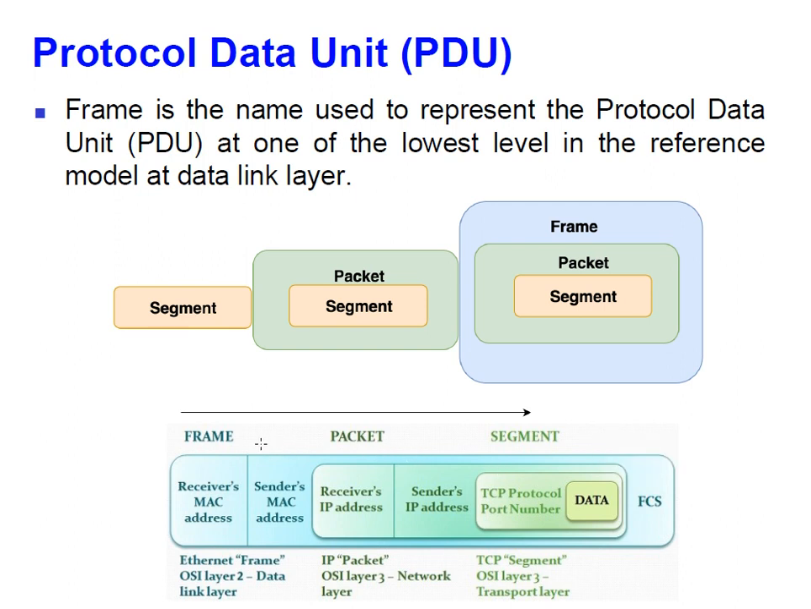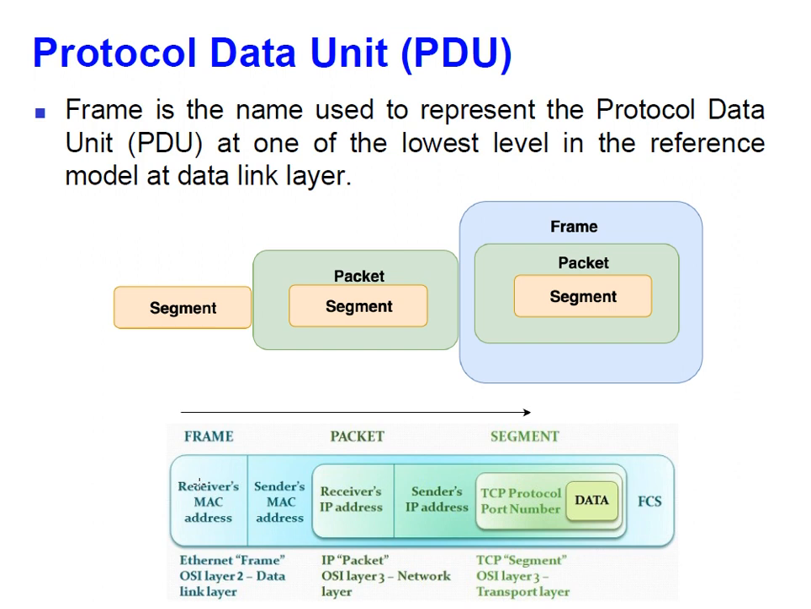Now, if you come to the bottom, you can see frame to packet, packet to segment, shown in this second figure. When we talk about the Ethernet frame in OSI layer 2, that is the data link layer, we have the receiver MAC address. A MAC address is 48 bits in length. When the receiver is receiving that data or information, the sender will also have its MAC address.